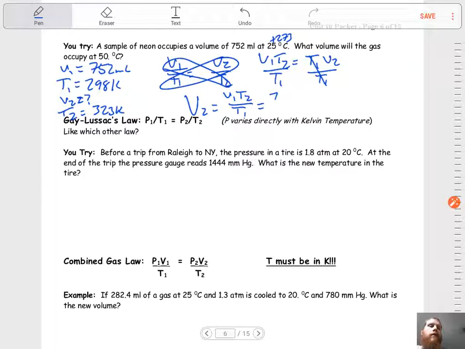So V1 is 752 milliliters, multiplied by my second temperature of 323 Kelvin, all over 298. Kelvin cancels out. When I do the math, my final answer should be 815 milliliters.